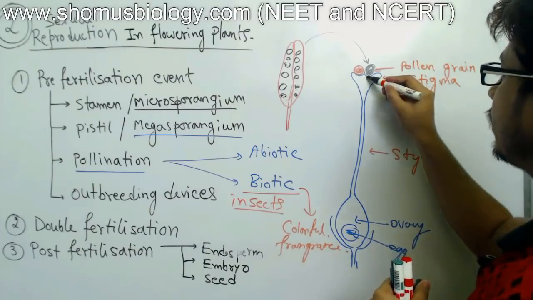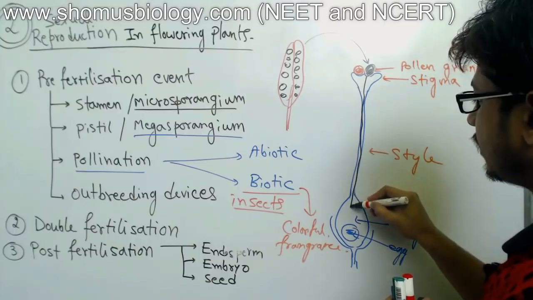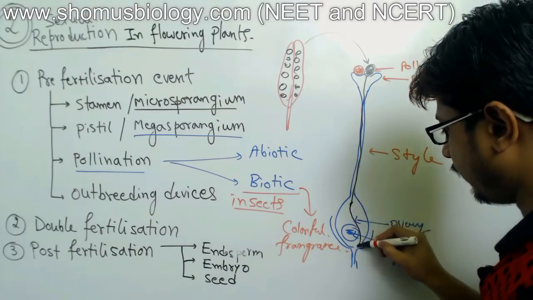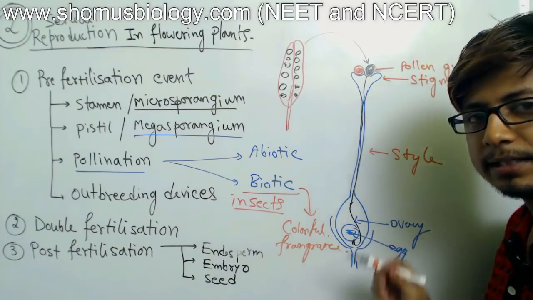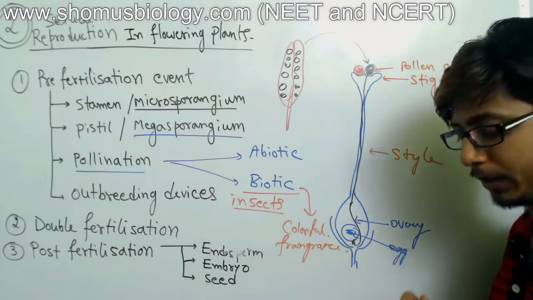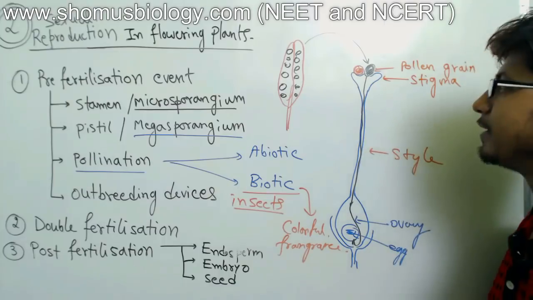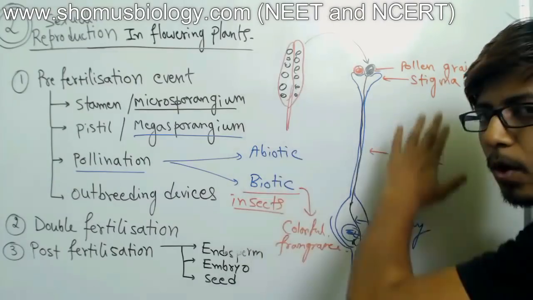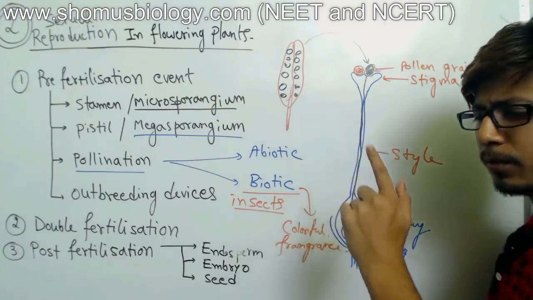It is allowed to create this pollen tube throughout, and finally can reach the egg, and the nucleus is finally transferred to fertilize the egg that is present in the ovary, inside the ovule obviously. So these are the steps of the whole process. And this is very, very important.